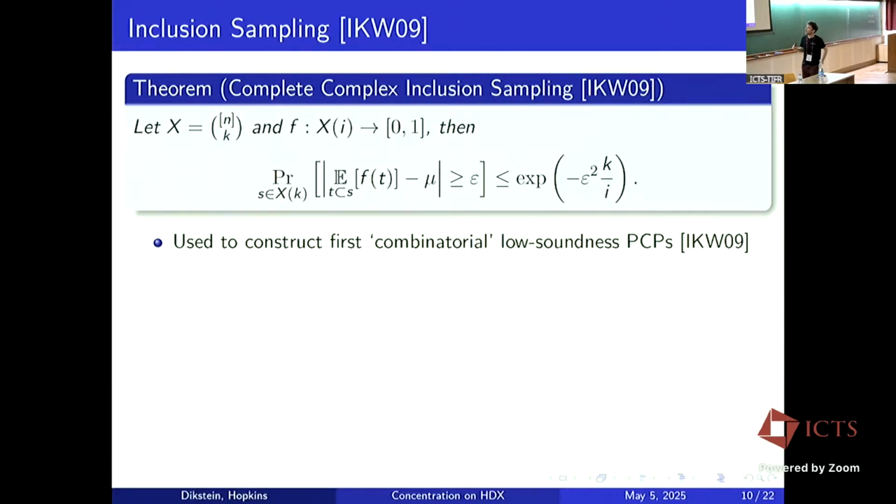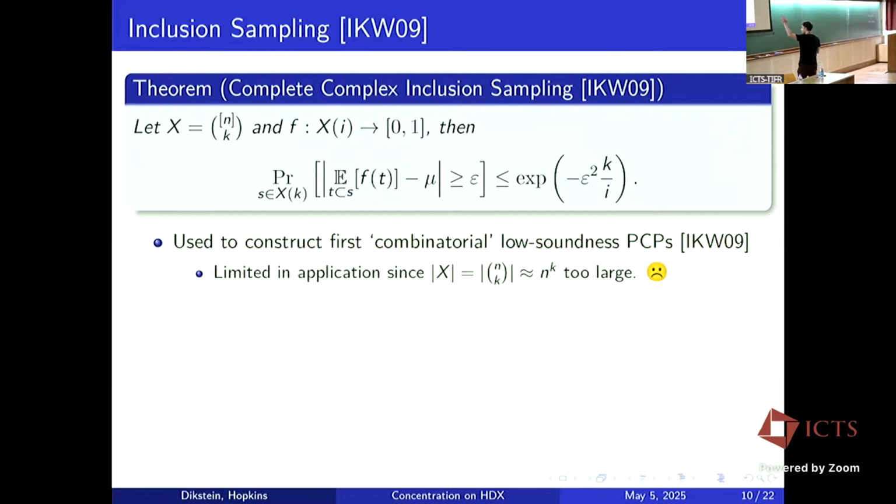They said, for any bounded function sitting on I sets of the complete complex, the concentration should be something like e to the minus epsilon squared K over I. So you lose a little bit as I increases. And indeed, as we'll talk about later, if I is like theta K, you really get nothing here. But if I is constant or root K or something, you still get very, very strong concentration.